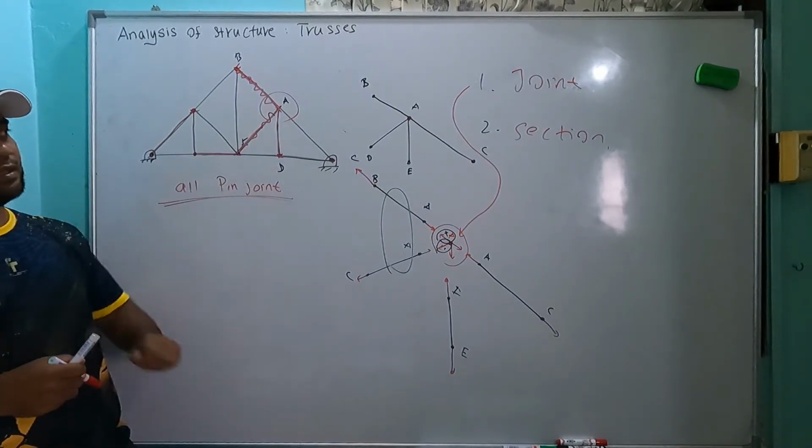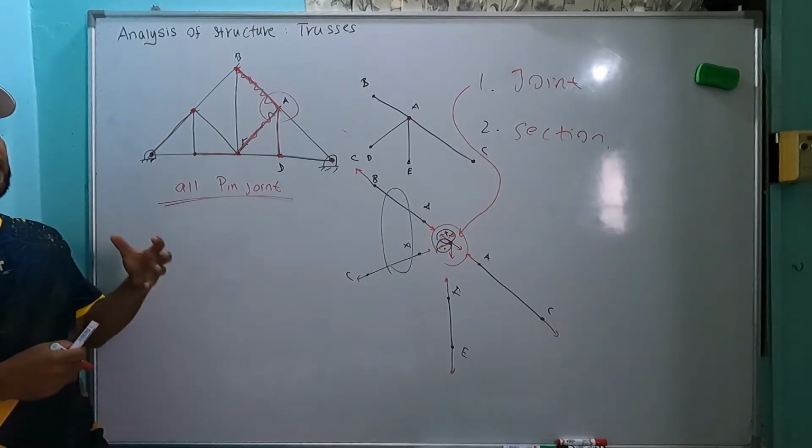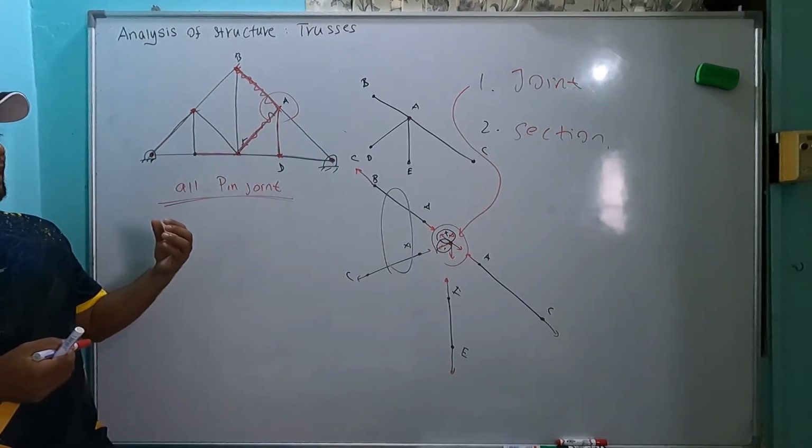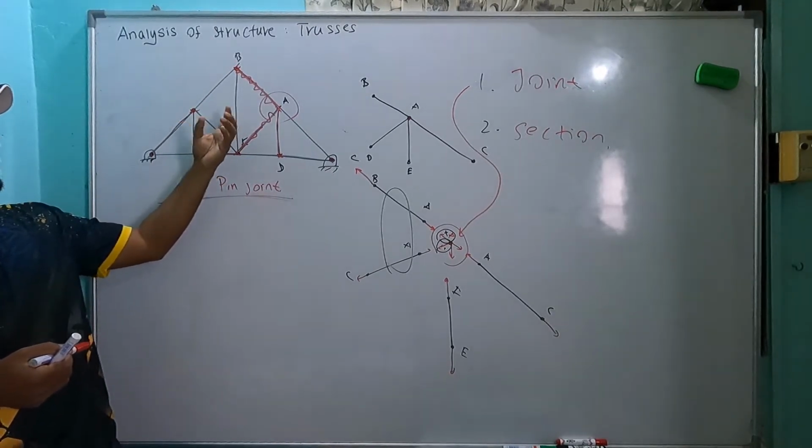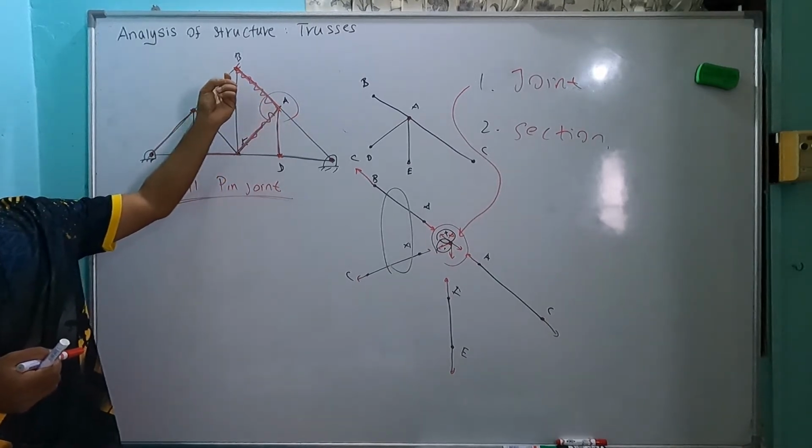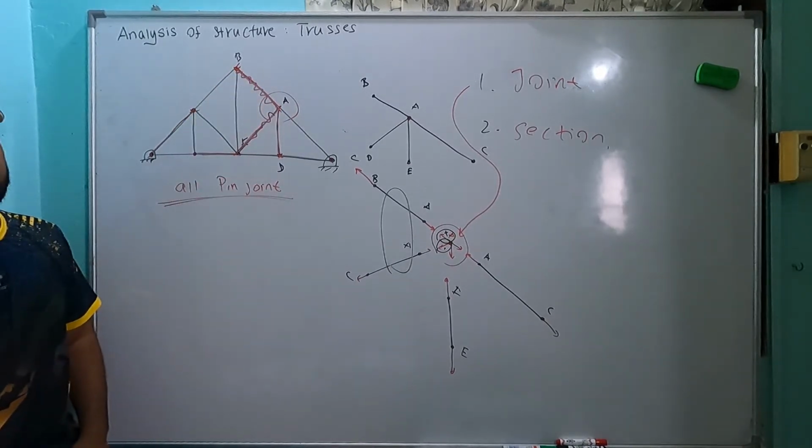So the first one is method by joint. We analyze joint by joint, simply transferring directly to the other component, so you can know the force in the other component.